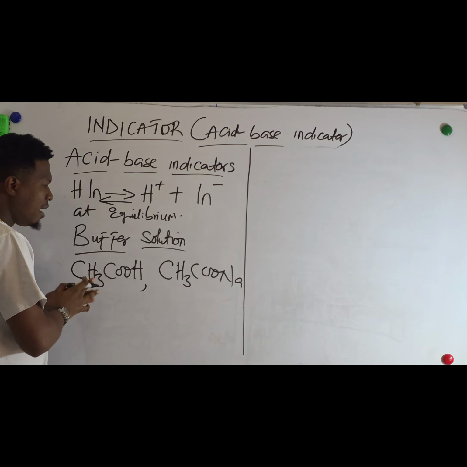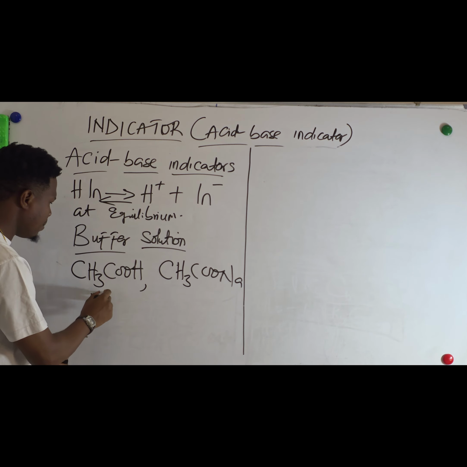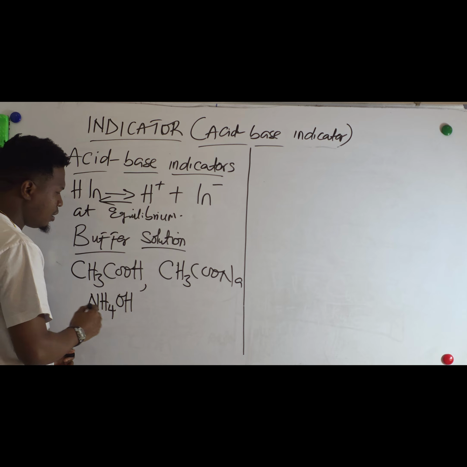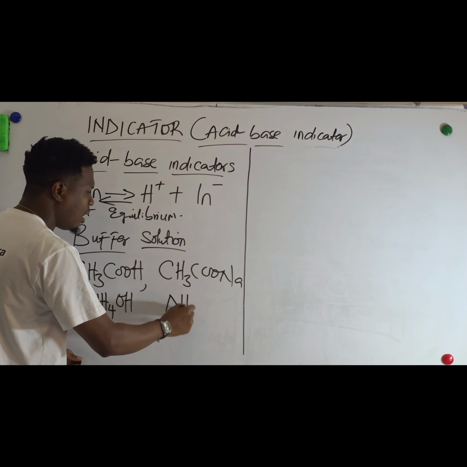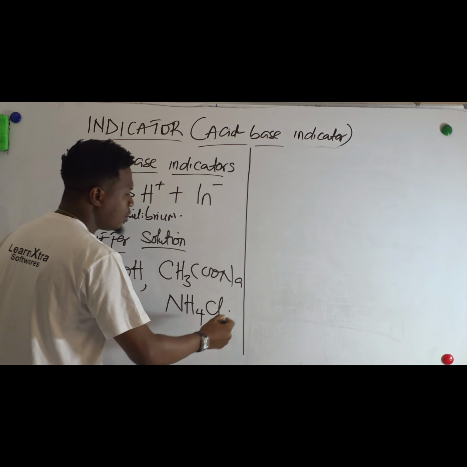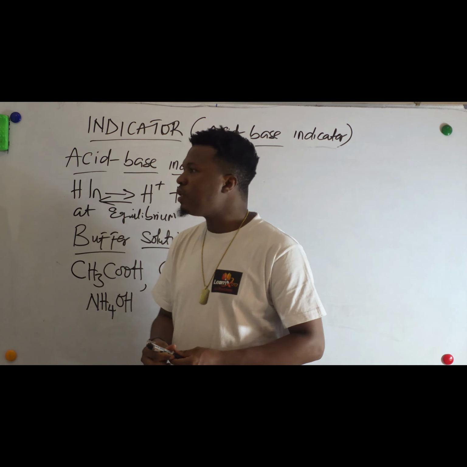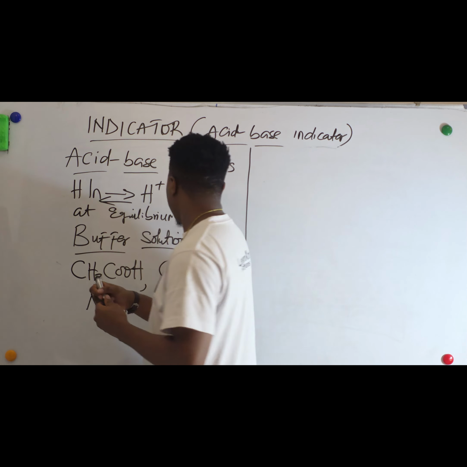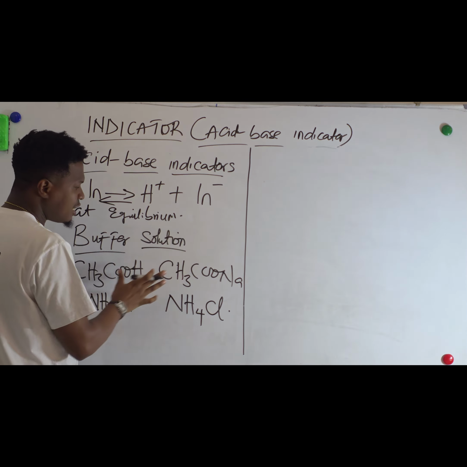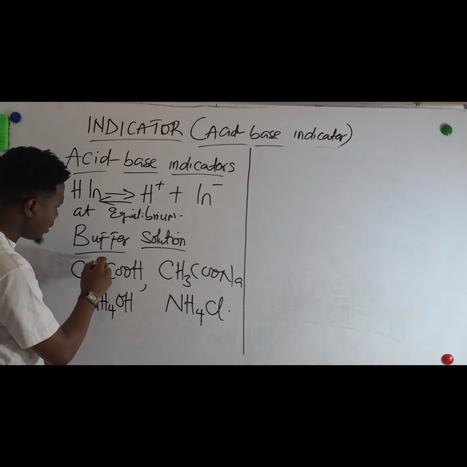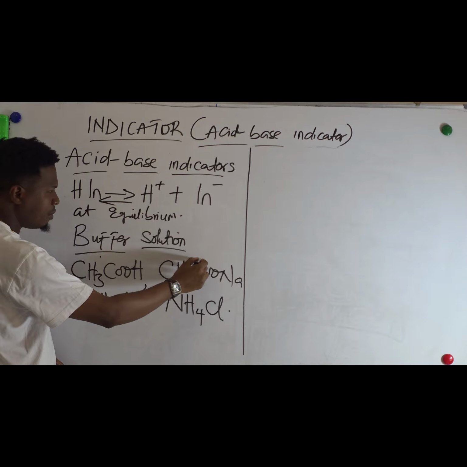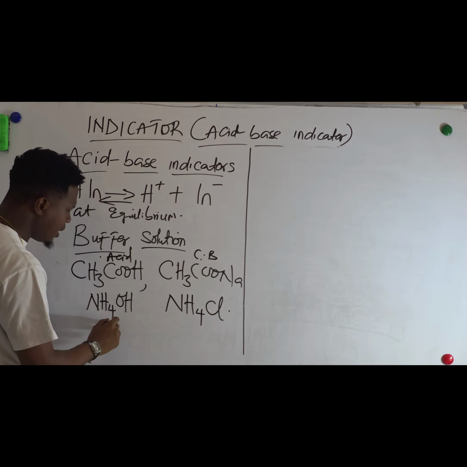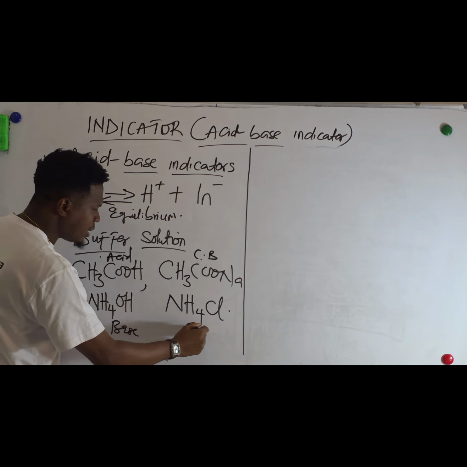We also have ammonium hydroxide. The conjugate acid for this is, I think, ammonium chloride. So we can use this combination to prepare a buffer solution. Take note, a buffer solution is made by using the corresponding acid and the conjugate base. So this is the conjugate base, this is the acid, right? This is the base, this is the conjugate acid.